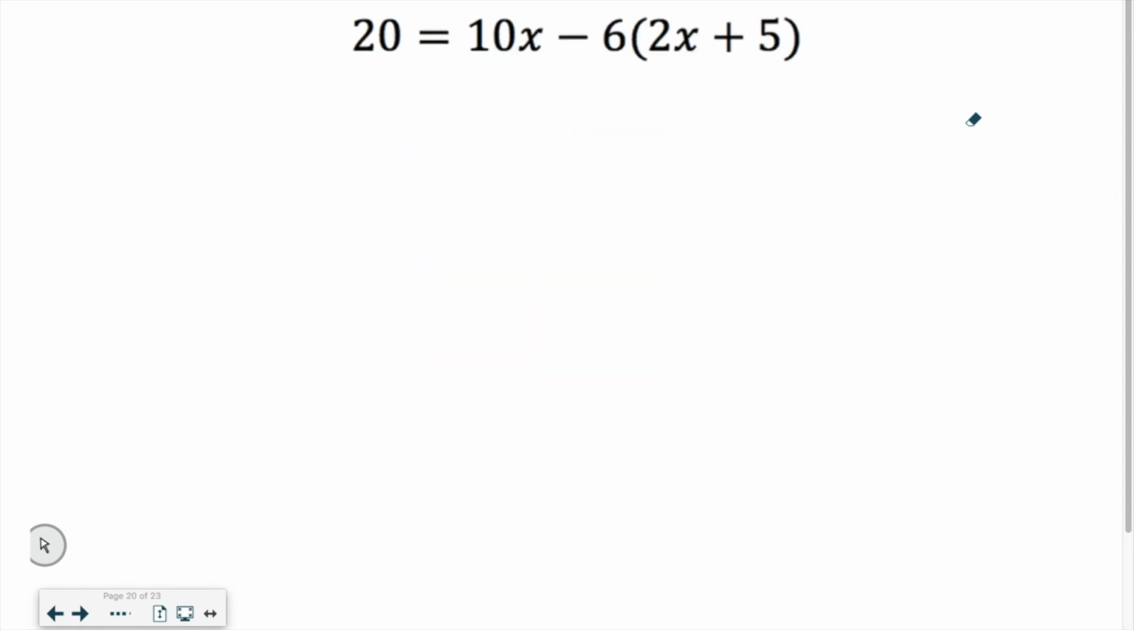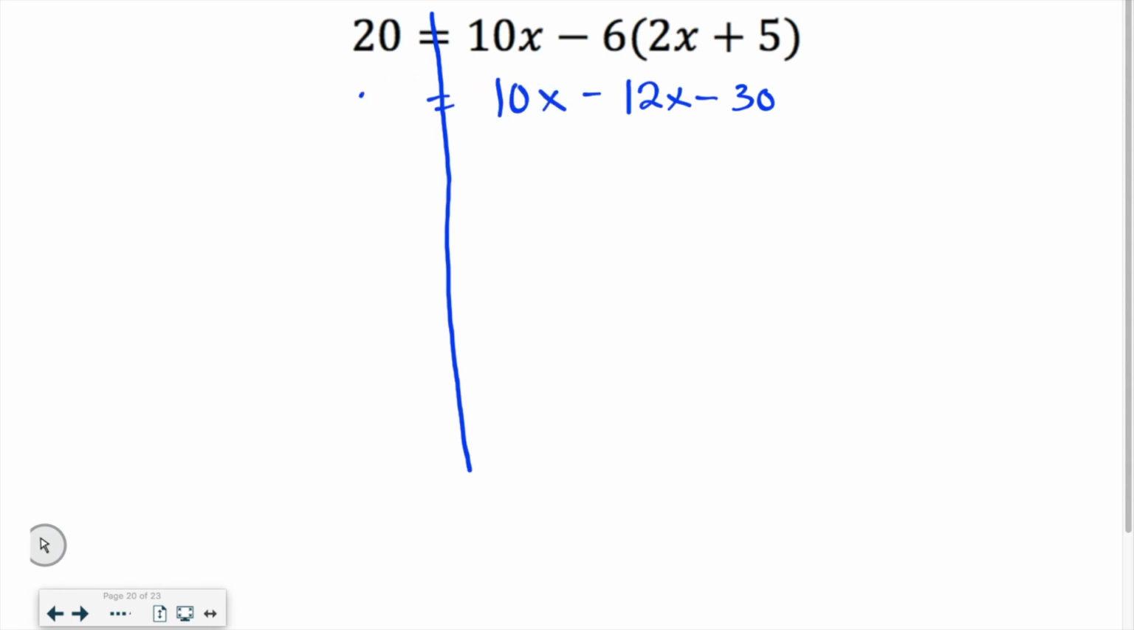All right, same thing here. Distribute in before you get started. So draw your line. So negative 6 times 2x gives you negative 12x. Negative 6 times your 5 gives you negative 30. Bring down your 10x that you haven't done anything with yet, and your 20 that you haven't done anything with yet. So 10x minus 12x is negative 2x. Haven't done anything with the negative 30 or the 20.